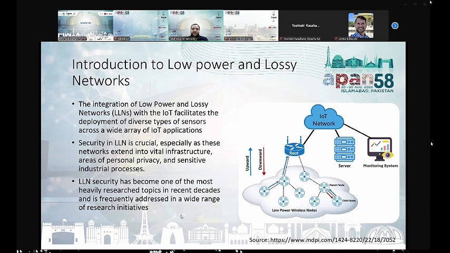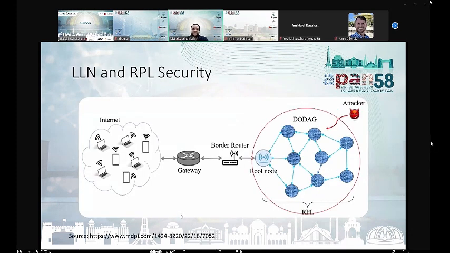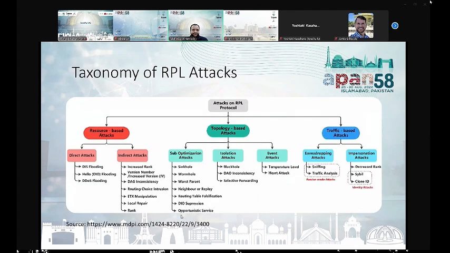So the security of a local and lossy network has become one of the most heavily studied research areas in the recent period, and it addresses a wide range of research initiatives. So as I said, the local and lossy network is vulnerable to a wide range of attacks. These attacks can be internal attacks, when the attacker node is part of the network, or the network can be exposed to an external attack, when the attacker node is outside of the network.